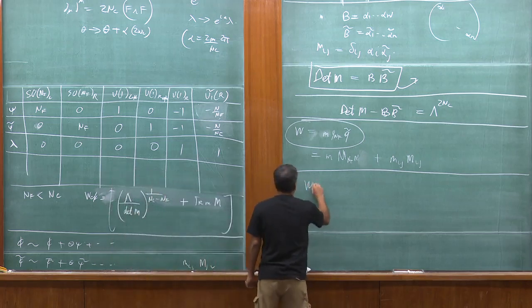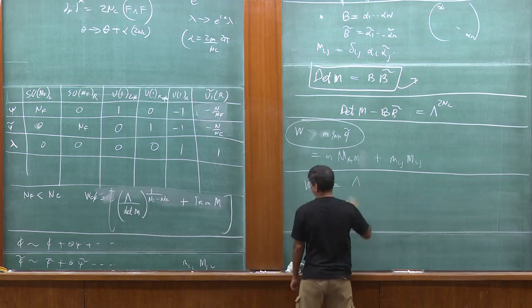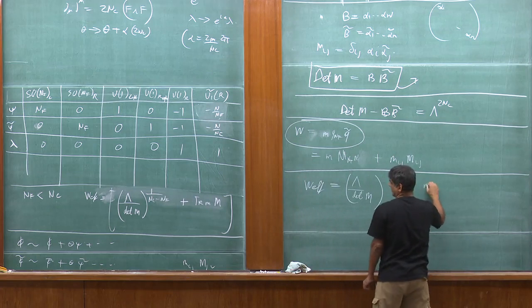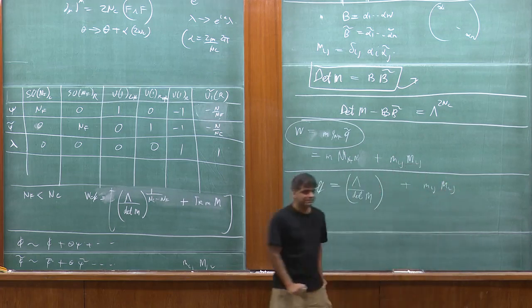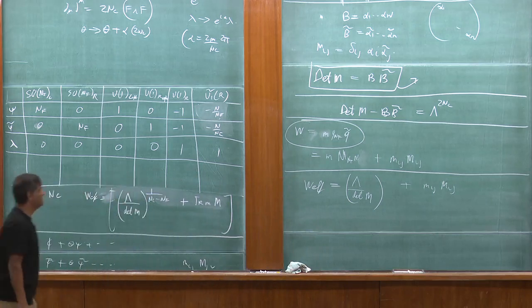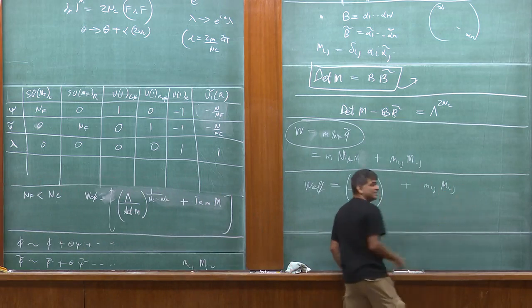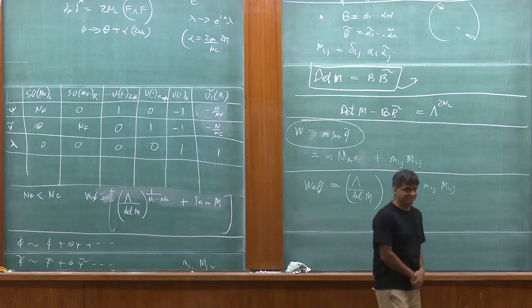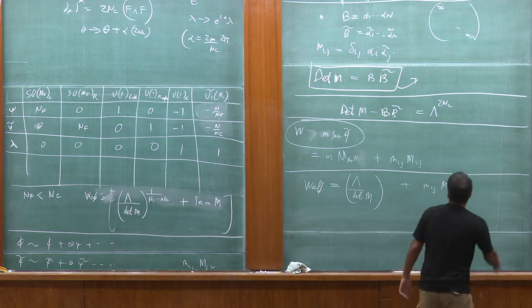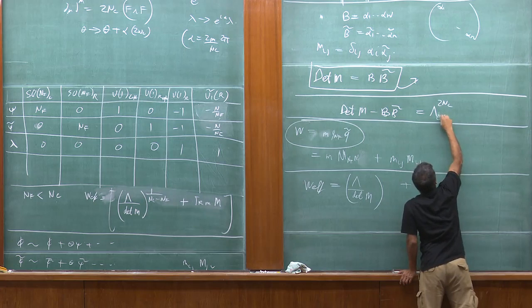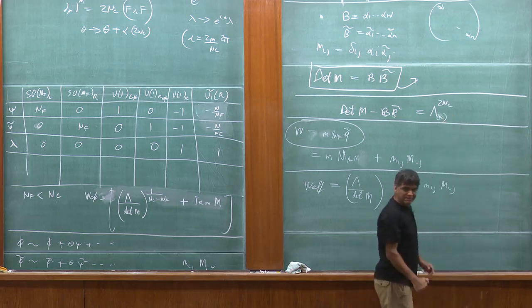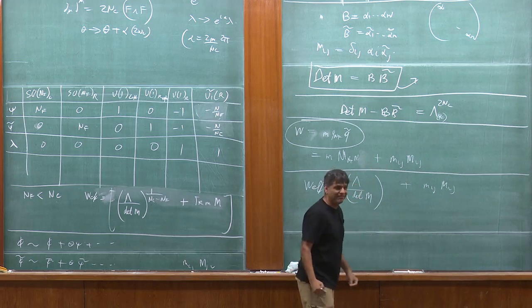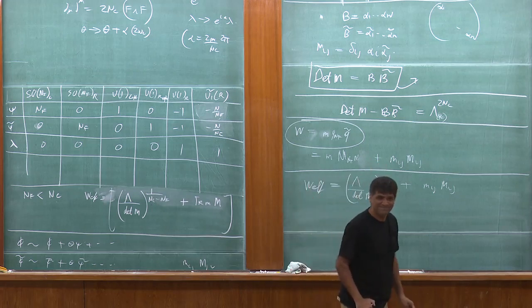So in this case, W effective was equal to lambda by det M, plus M IJ. This is what we should expect, except what's lambda? Let's call this lambda UV or lambda NC. This lambda here was related to the lambda of the high energy theory by the matching relations we derived last time.